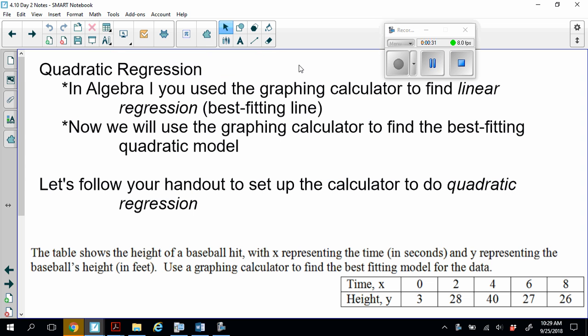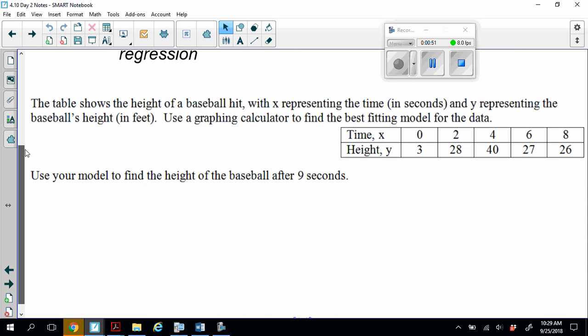So in Algebra 1, you guys learned how to use a graphing calculator to find a linear regression. Remember, that's another way of saying the best fitting line. Now what you guys are going to be learning is how to use the graphing calculator to find the best fitting quadratic model, or a quadratic regression. Okay, let's do our first example here.